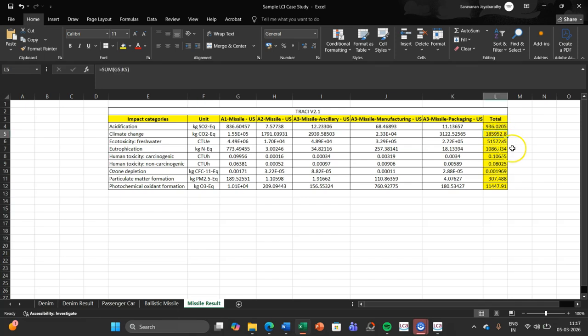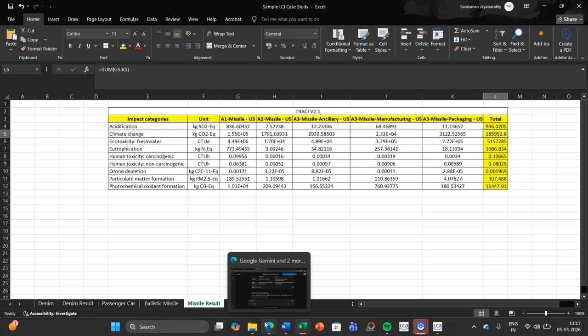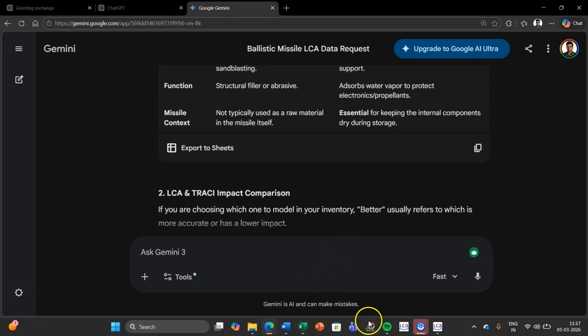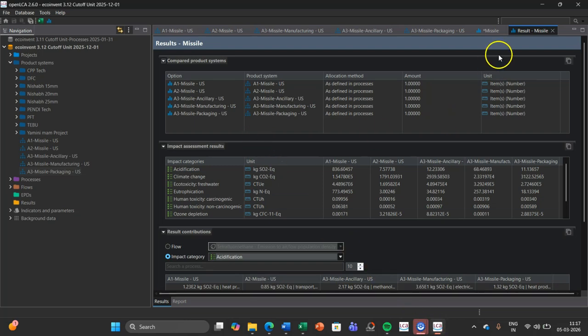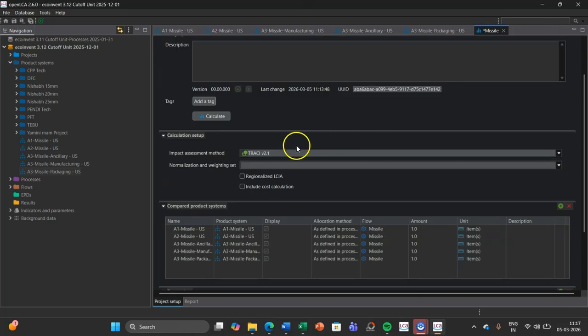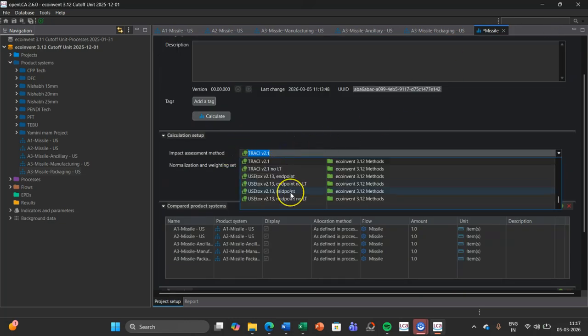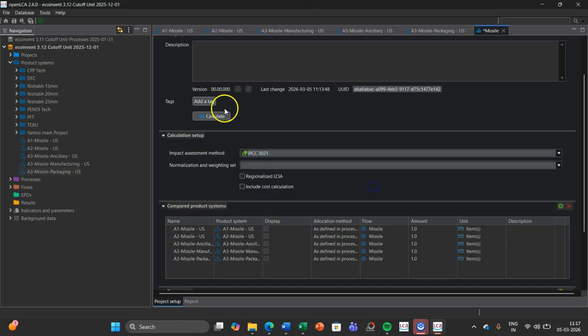So normally we see climate change 1,85,000, 185 ton. You should understand these are the impact meant for a single ballistic missile. So how many missiles have been produced, launched, deployed? We really don't know, right? So what if we apply the IPCC methodology, which is meant for carbon footprint measurement.